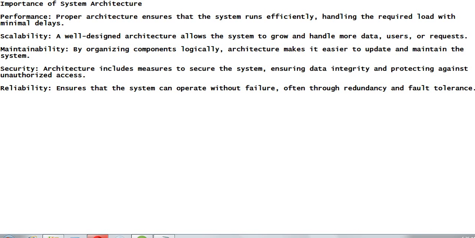So in this video guys, we will talk about the importance of system architecture in a computer system.